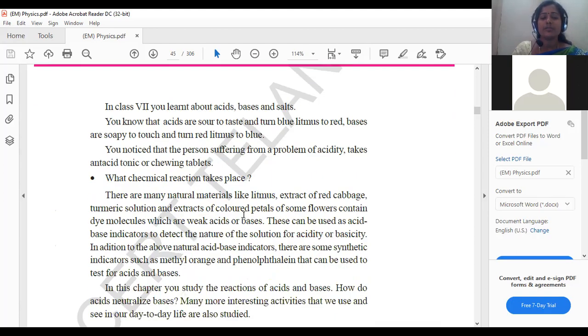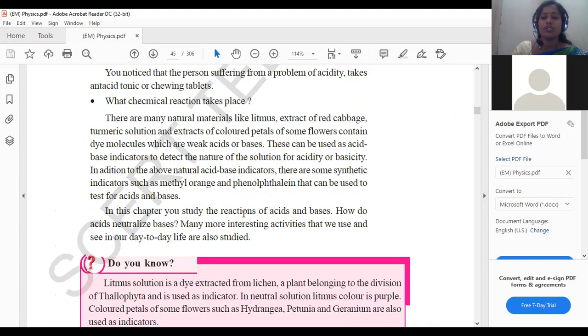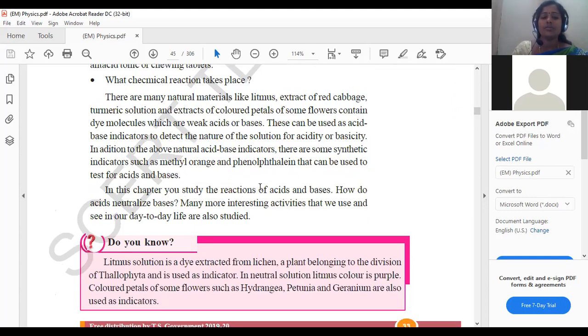How can we distinguish acids, bases, and salts? If a salt is neutral in nature, it is very clear. So neutral substances are also identified by using these indicators. Okay, so that activity we already performed.